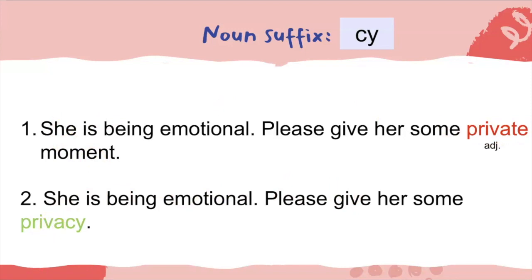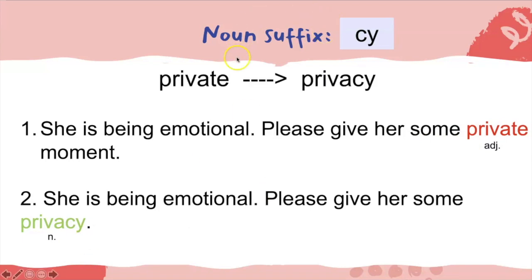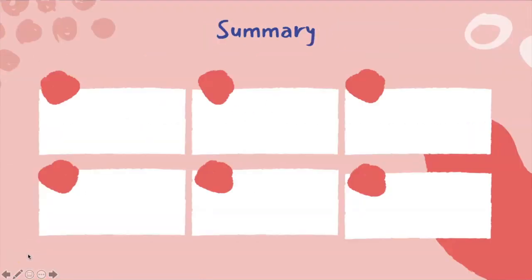Privacy is a noun of private, which means a state of being alone or having private moments. So we add the noun suffix cy at the end of the word private, and we also change the spelling a little bit. We don't just add cy at the end of the word, but we omit the letters T and E, and then we add cy. Let's have a summary here.